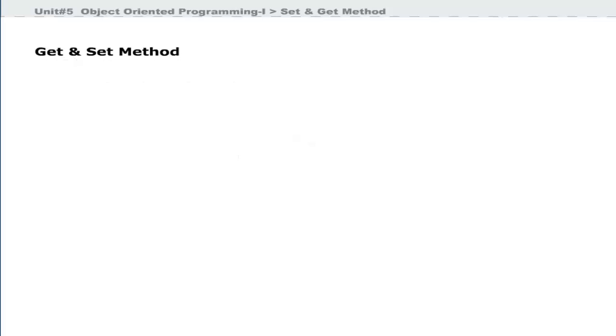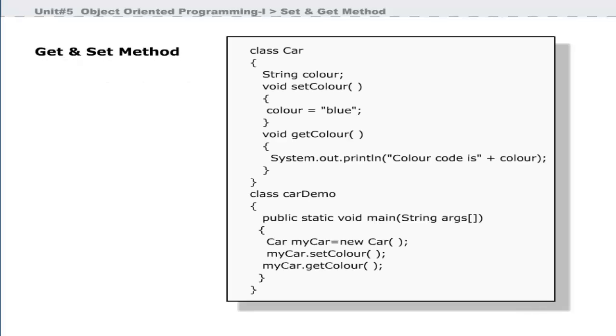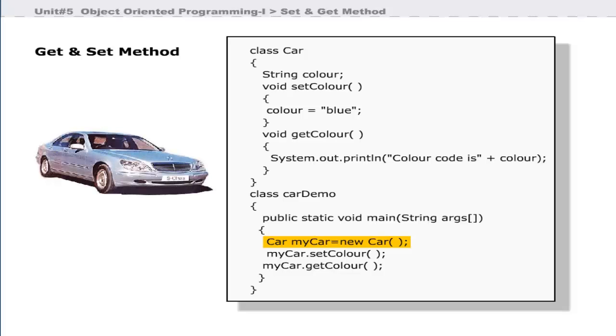Now we will learn get and set methods. The Car class defines two methods, setColor and getColor. The return type of both methods is void. Class CarDemo creates an object of the Car class. The default constructor of the Car class creates the object and assigns a null value to it. The setColor method is used to set the color instance variable of the myCar object. The get method at line 19 prints the value of the instance variable. The program finishes because there are no more statements.